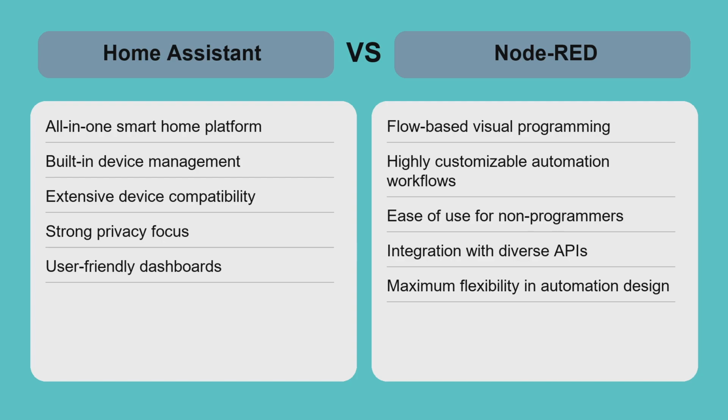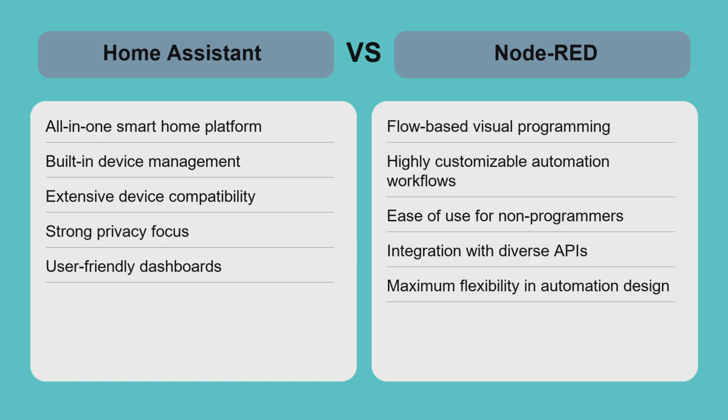Home Assistant offers an all-in-one solution with device management, native integrations, and a polished user interface, making it perfect for centralized smart home control. In contrast, Node-RED focuses on creating flexible custom automation flows with a visual editor, ideal for complex or unique workflows. For example, if you want a ready-to-use smart home hub with privacy and local control, Home Assistant is the better choice.